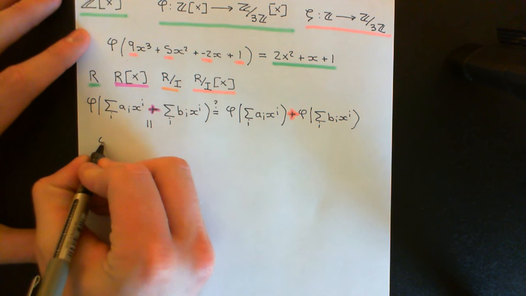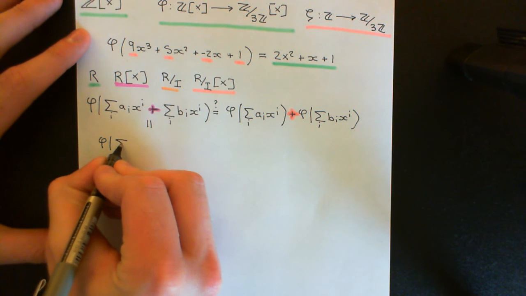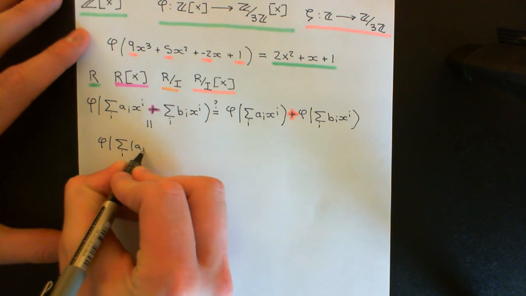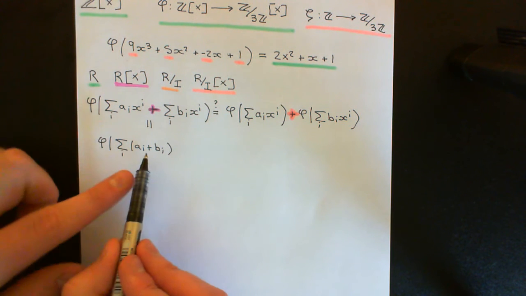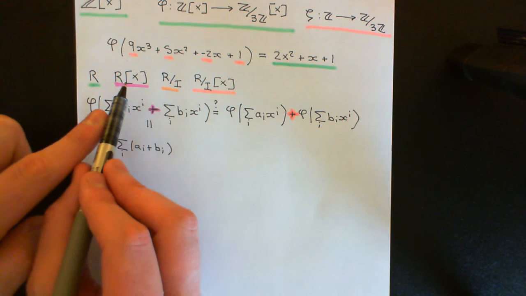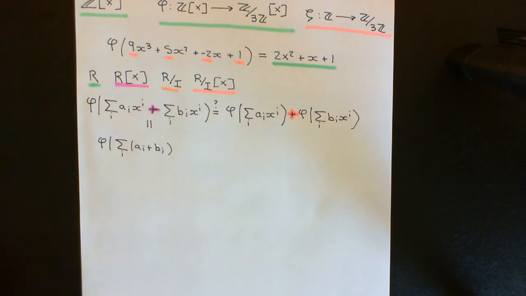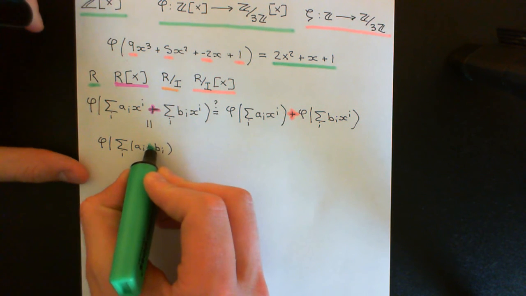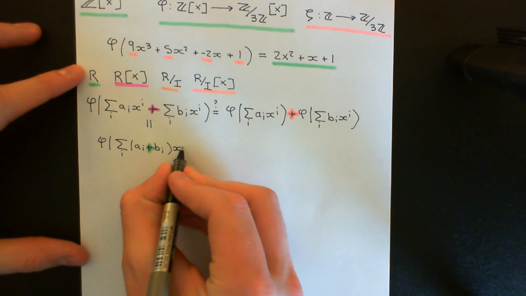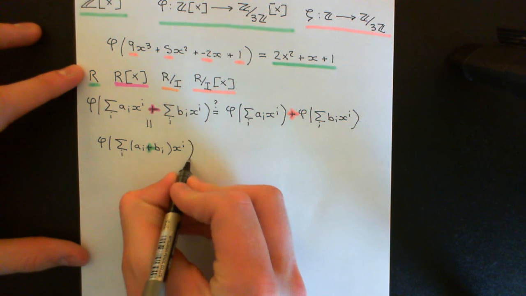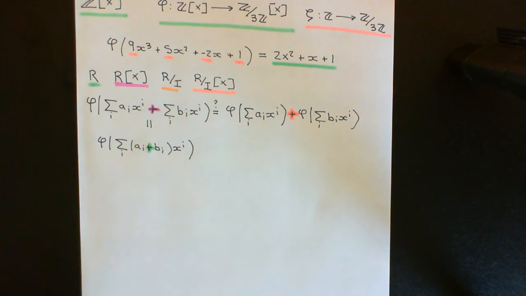So this is going to become phi of the sum over i of a_i plus b_i, and this is why I think it's really important to colour code it, because now what's this plus here? It's no longer plus in the polynomial ring. This has become addition in the initial ring, capital R. So you add the coefficients that are in front of the same power of x in the initial ring, capital R here. So that's become a green plus here, and then it will be in front of x to the power of i, like so. That's just the definition of addition in a polynomial ring.